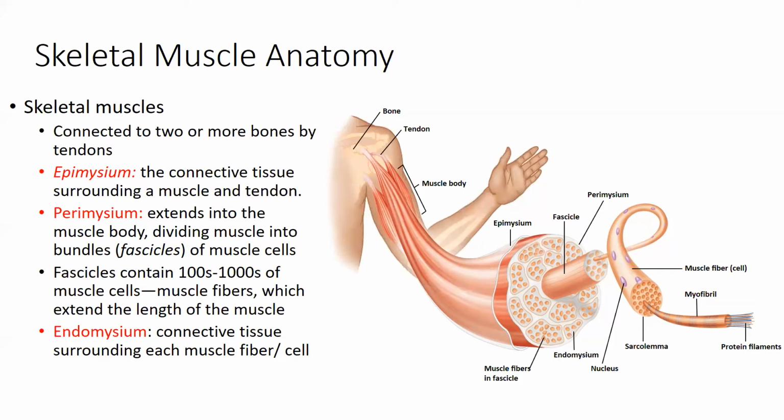Several muscle cells group together to form a muscle fascicle, about 100 to 1,000, and that is covered by the perimysium. And then muscle fascicles come together to form the muscle belly or the muscle body, and they are wrapped, including the tendon, by the epimysium.